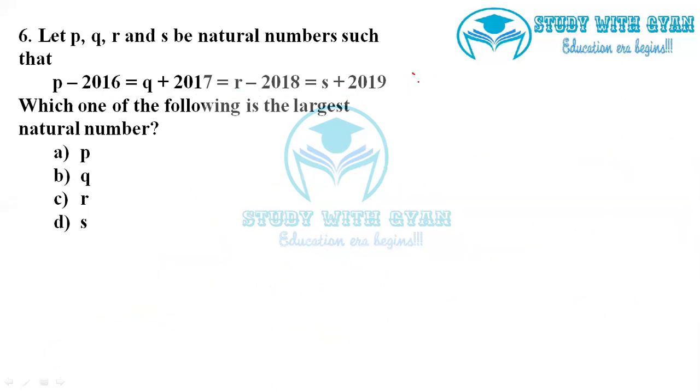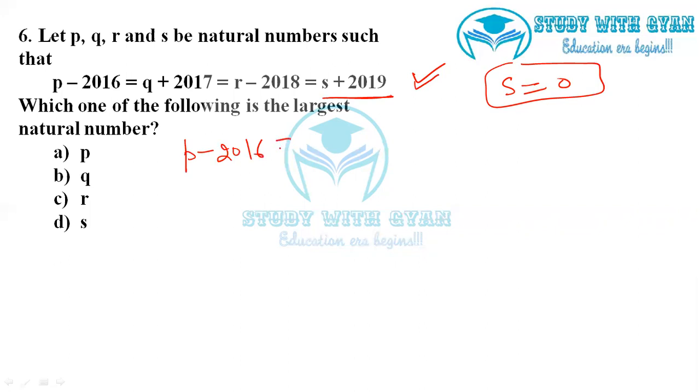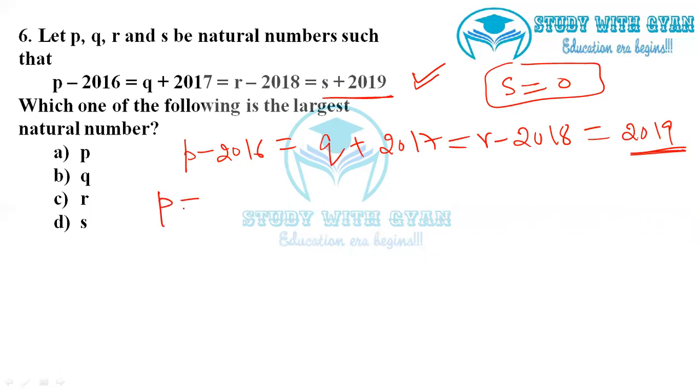For this statement, simply assume S equals 0. Okay, the last one, S equals 0. You can take any one of them, but I took S equals 0 because it is in the last part. After that, what you get is P minus 2016 equals Q plus 2017 equals R minus 2018 equals 2019. So with respect to 2019, just try to calculate the values of all the numbers.